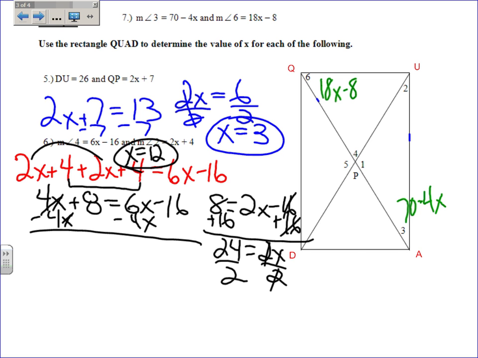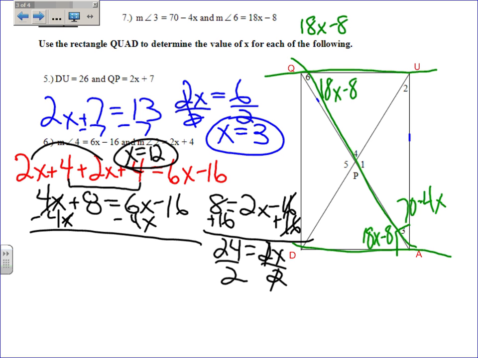Okay, here's another way. Parallel lines cut by a transversal. I could put 18x minus 8 down here because they are alternate interior angles. Those 2 then have to add to 90, right? So it works either way. So let's actually do that. 18x minus 8 plus 70 minus 4x does have to equal 90. Why don't you take a second and solve that, and then we'll come back.